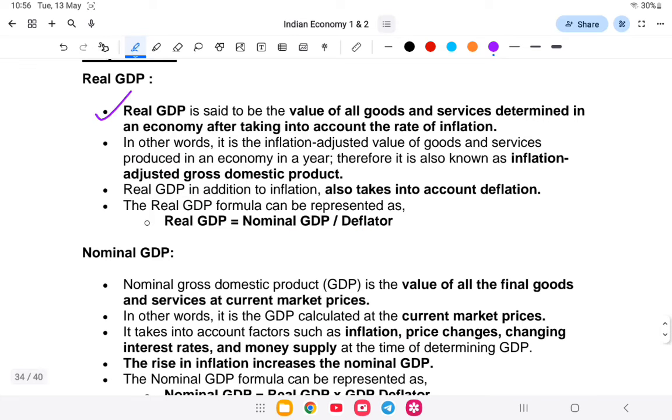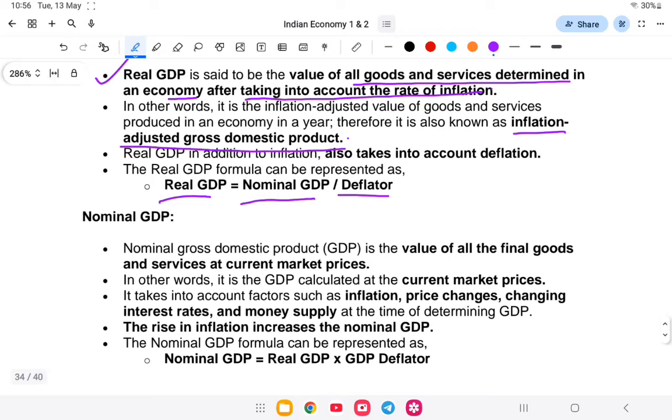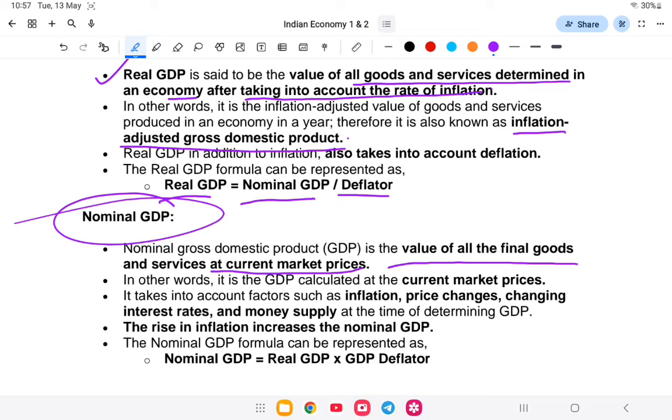Real GDP is the value of all the goods and services determined in the economy after taking into account the rate of inflation. It is inflation-adjusted GDP. The formula for real GDP is nominal GDP divided by the deflator. Nominal GDP is the value of all the goods and services at current market prices. So this is the answer. Let us go to the next question.